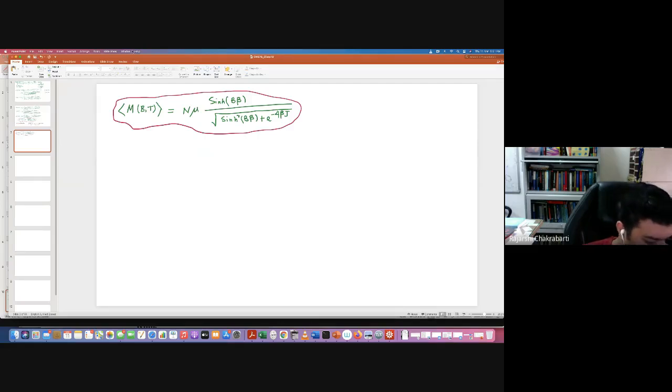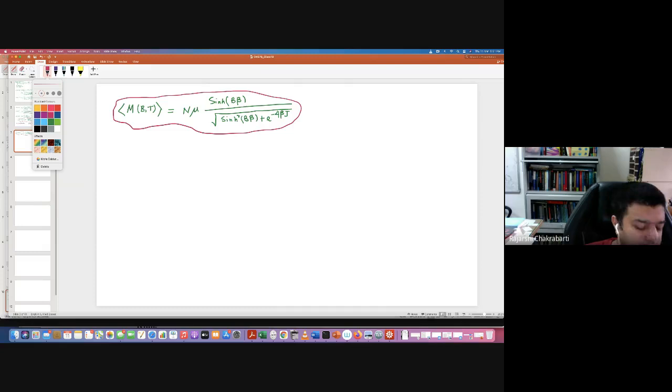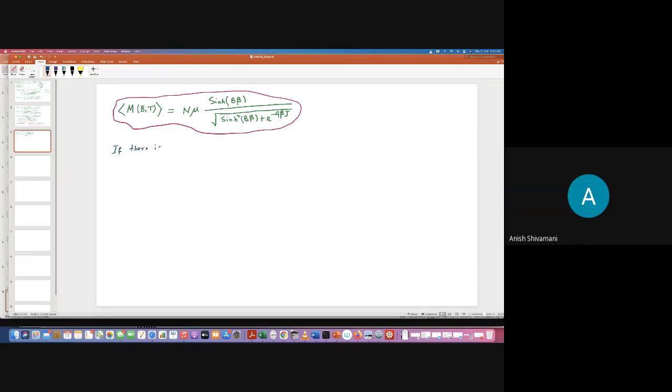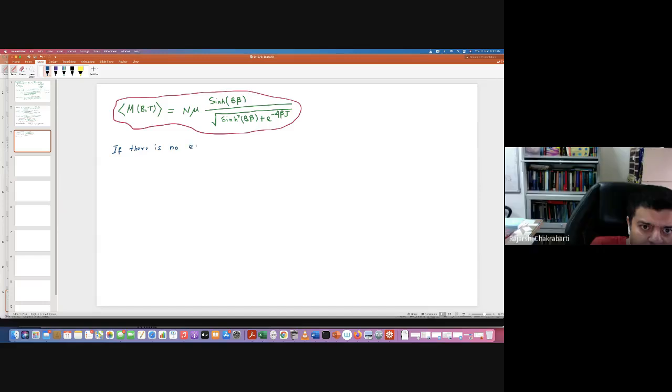Now, think of a situation where there is no external magnetic field. What will happen? The field is equal to 0. Let me see. It basically means B is 0.